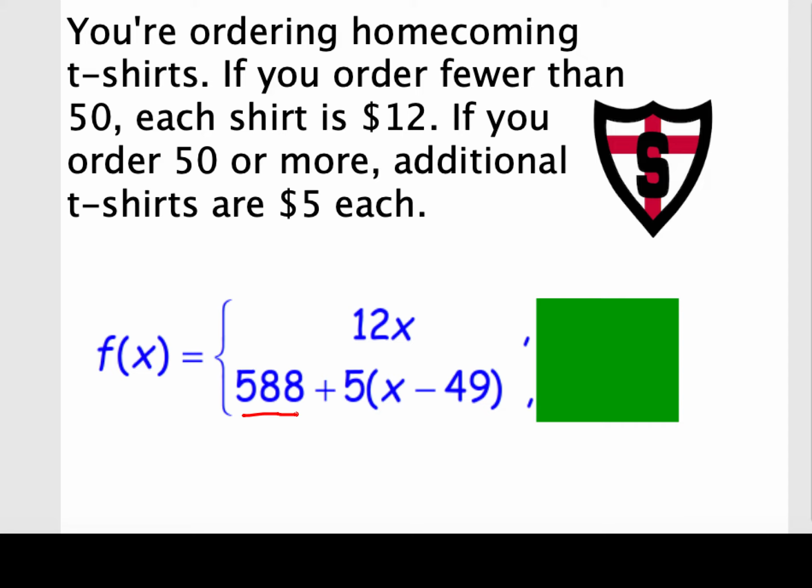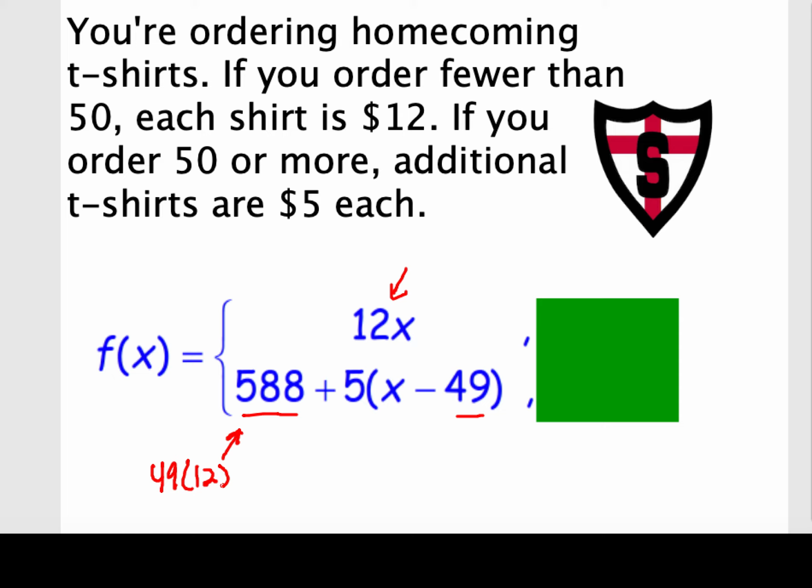Which, as you notice, doesn't seem quite right, does it? Oh, wait a minute. 50 or more, the additional shirts are only $5 each. Well, remember, this only worked for fewer than 50 shirts. So actually the first 49 shirts cost $12. 49 times 12, that's your 588. That's a guarantee though, because in the second option, we're ordering 50 or more. The first 49 shirts are a guarantee.